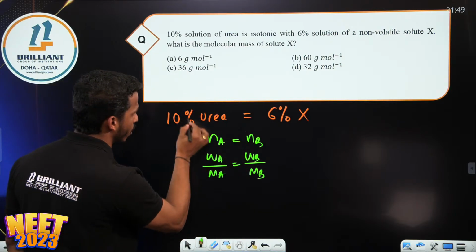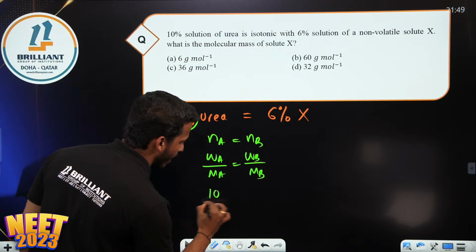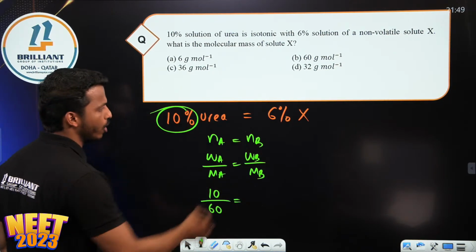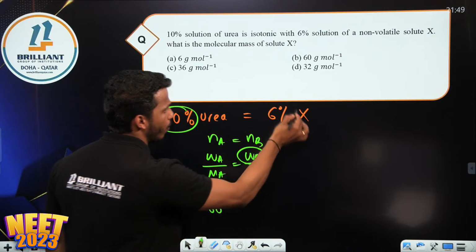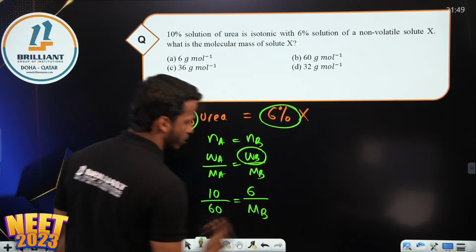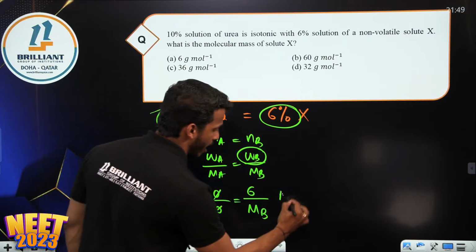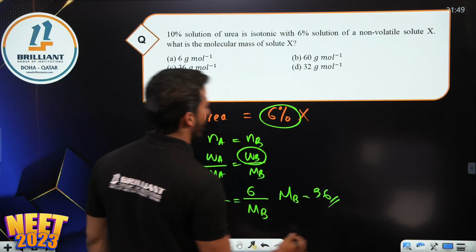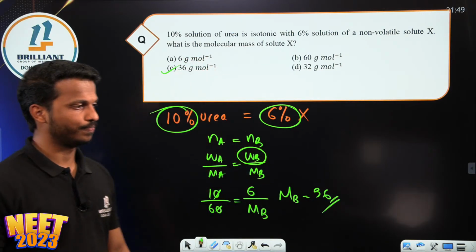WA, what is the weight of solute here? 10 gram. 10 divided by the molecular mass of urea, that is 60, equal to WB. That is 6%, that means 6 gram. MB is what we are supposed to calculate, right? So we can calculate MB is equal to 6 into 6, that's equal to 36 gram, that is option C.